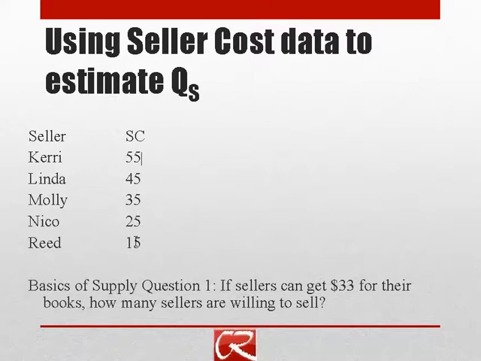So at a price of 49, everybody except Carrie is a willing seller because Linda, Molly, Nico, and Reed all have seller costs lower than 49. So using that kind of logic, you want to go ahead and think about if the sellers can get a price of $33 for their tickets, how many sellers are willing to sell?